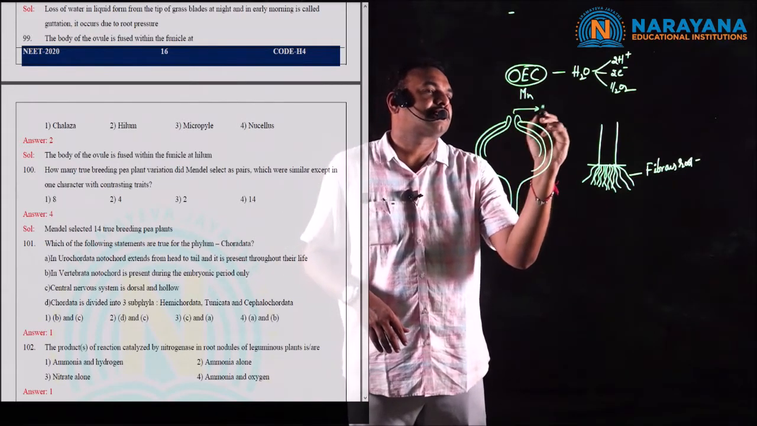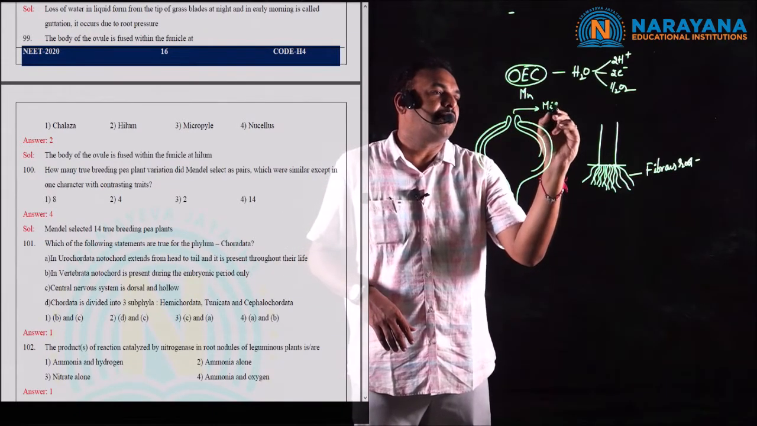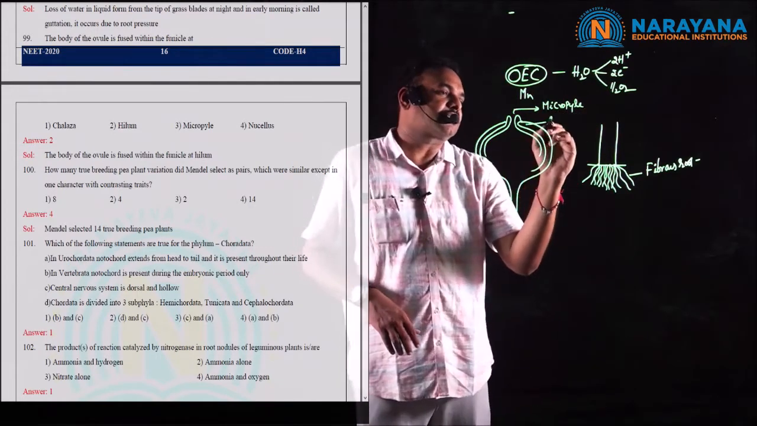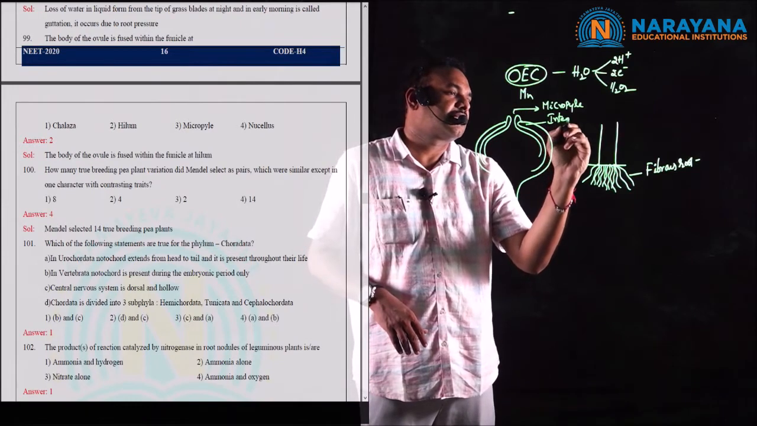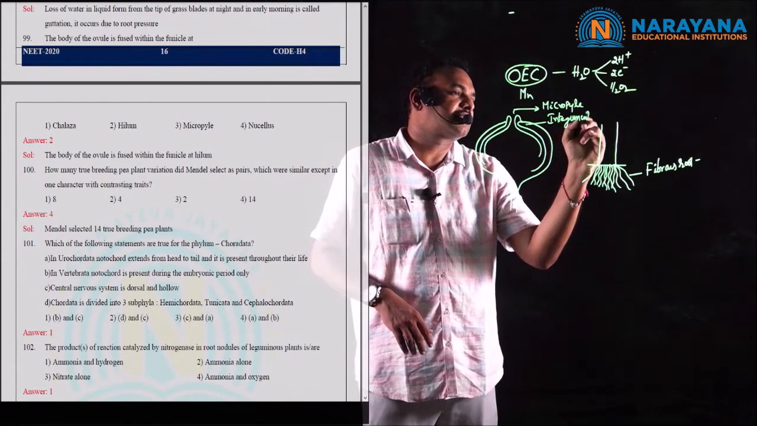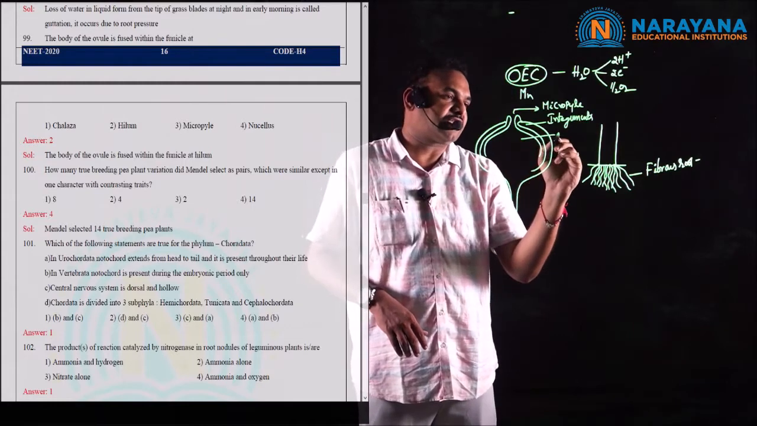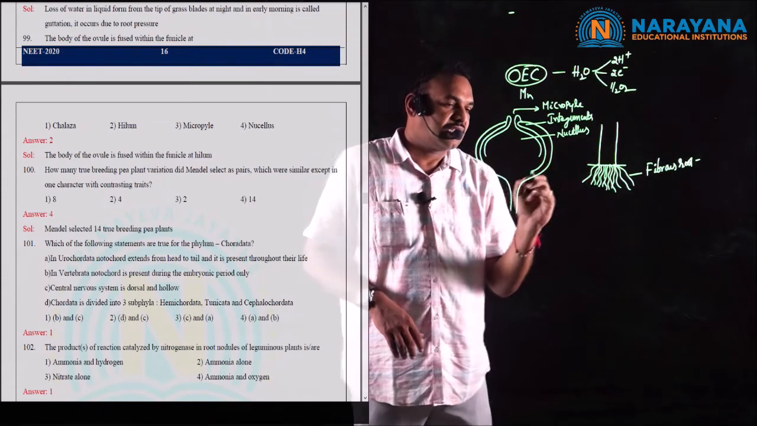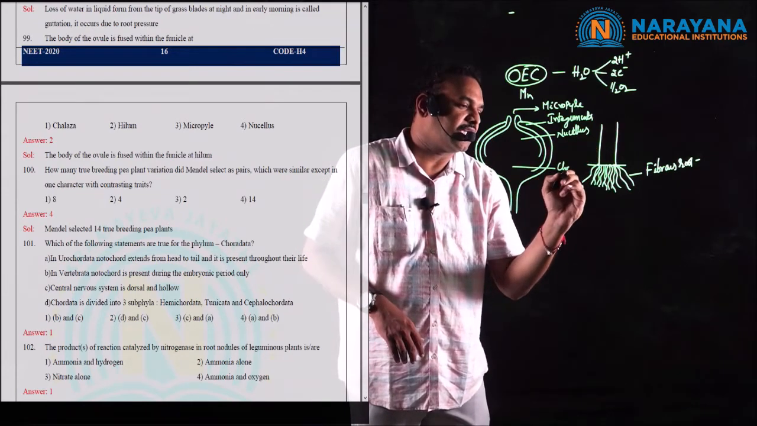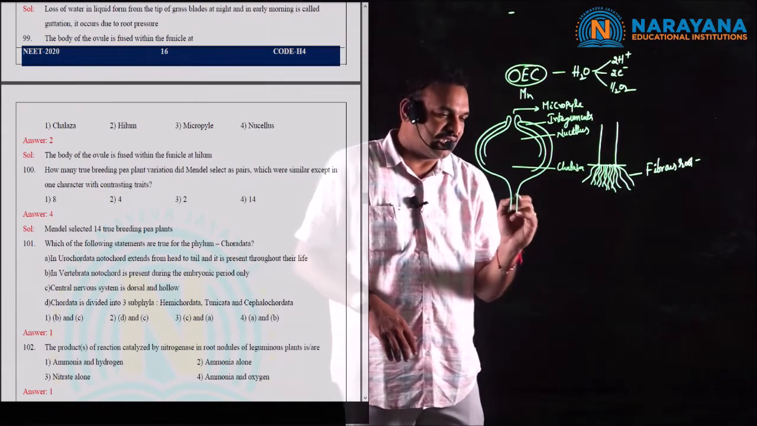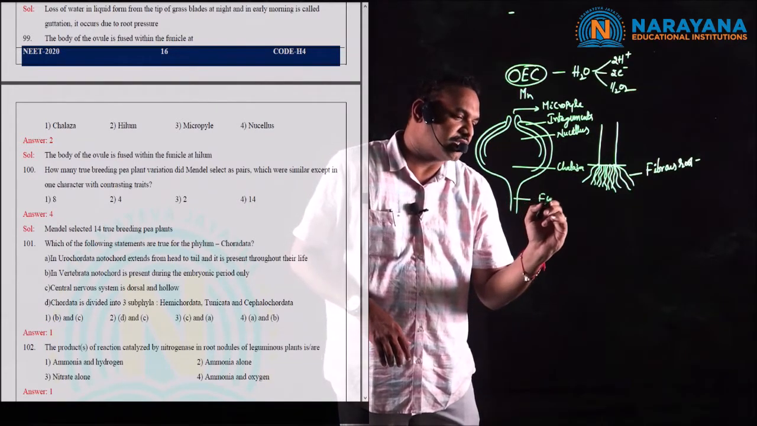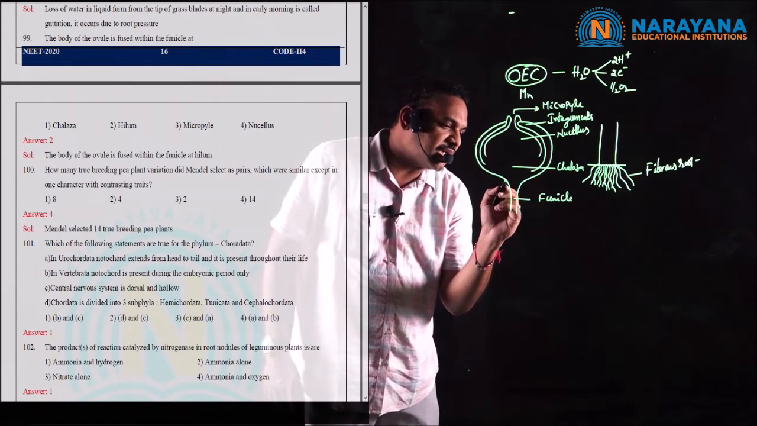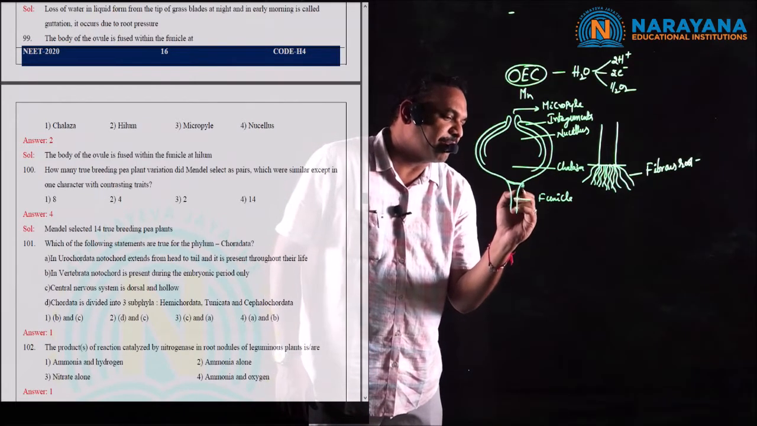This is micropyle, and these are the protective coverings, integuments, and this is fertile tissue, nucellus, and this is basal part of the ovary, ovule chalaza, and the stalk of the ovule, that is funicle, and this funicle is attached on the ovule body at a place.